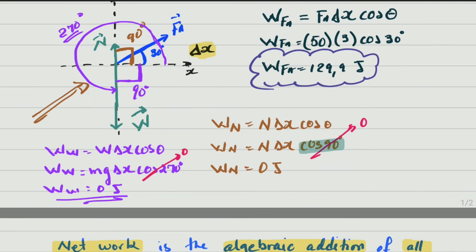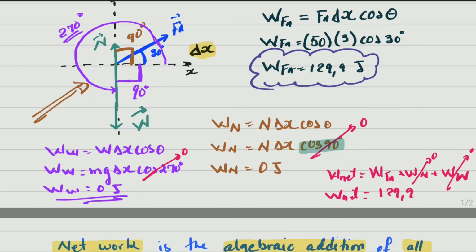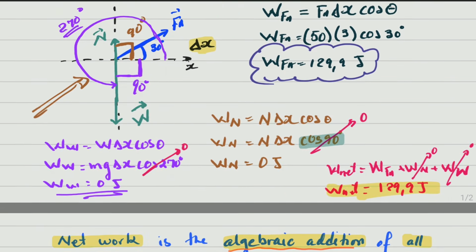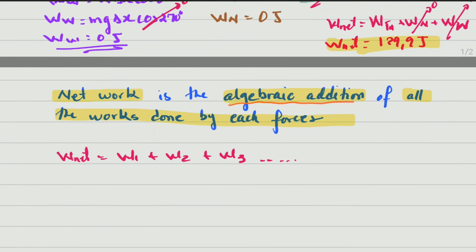So if we go back to this example, the net work here, if you calculate the net work for this example, will be the addition of the work done by the applied force plus the work done by the normal plus the work done by the weight. This is the net work, but the work done by the normal is 0 and the work done by the gravitational force is 0. Therefore the net work in this case will be equal to the work done by the applied force, in other words 129.9 joules. And this is how to calculate net work. This is one example in which the question does not ask for net work, but we did take and answer most of the things that could be asked for that question. So this is the definition of net work.